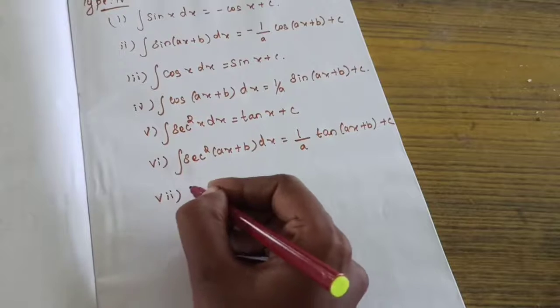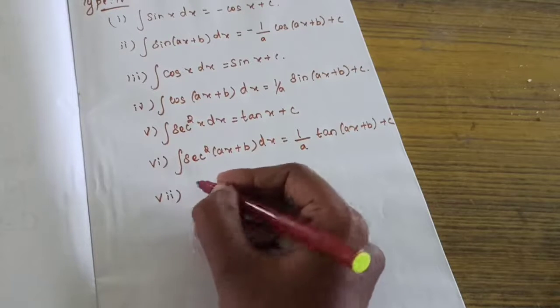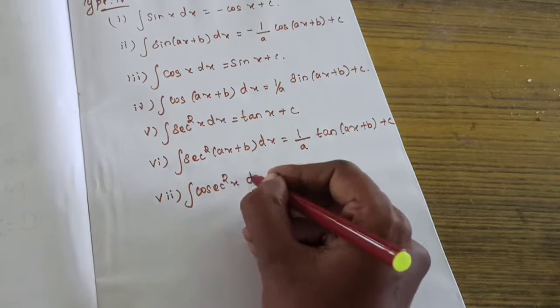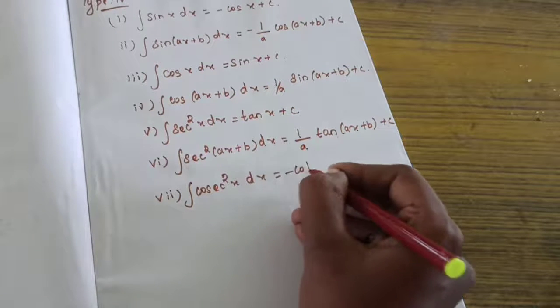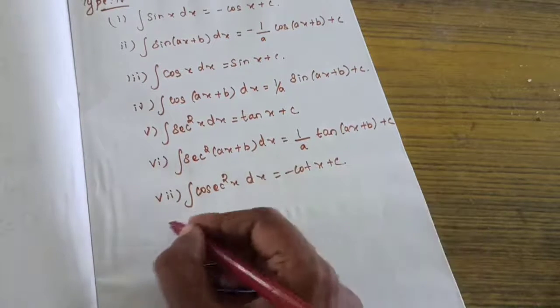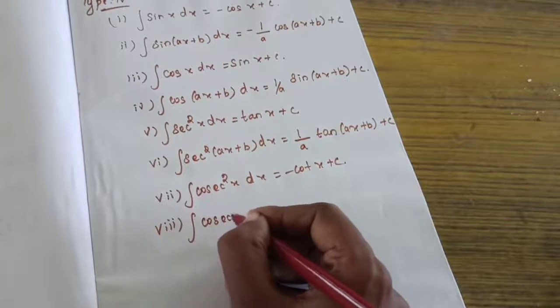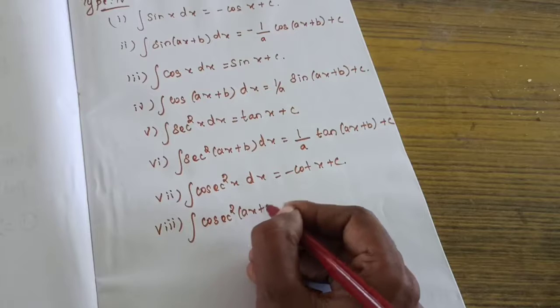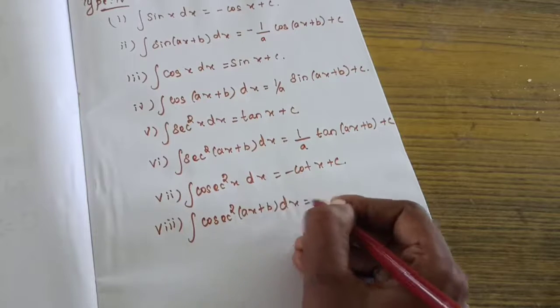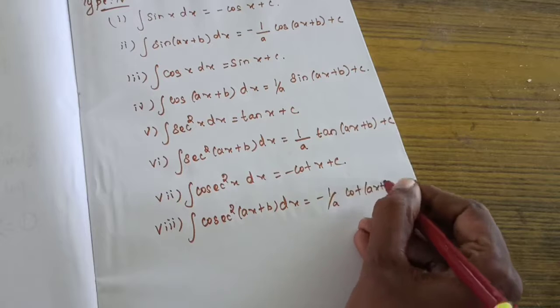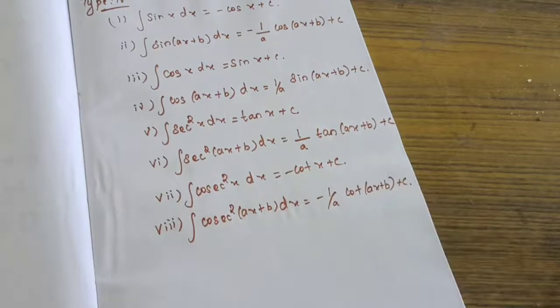Formula number 7, integration of cosecant square x dx is equal to minus cot x plus c. Formula number 8, integration of cosecant square (ax plus b) dx is equal to minus 1 by a cot(ax plus b) plus c.